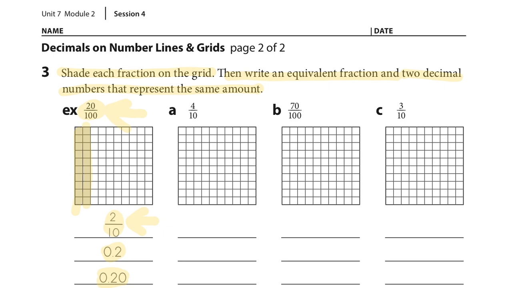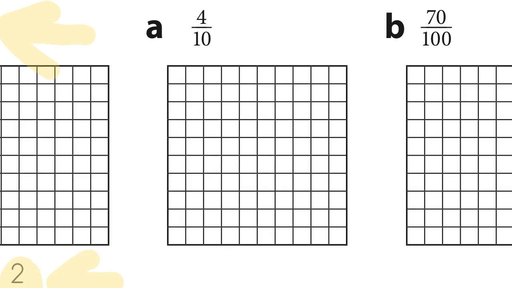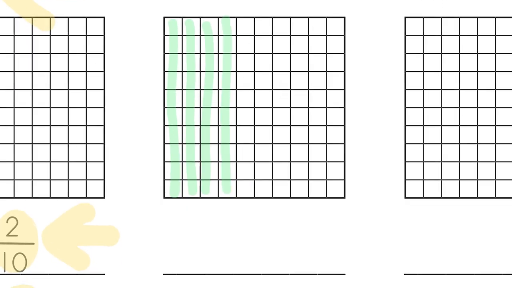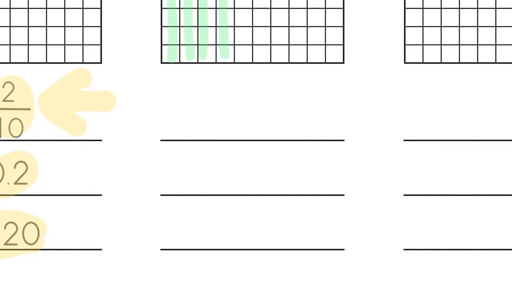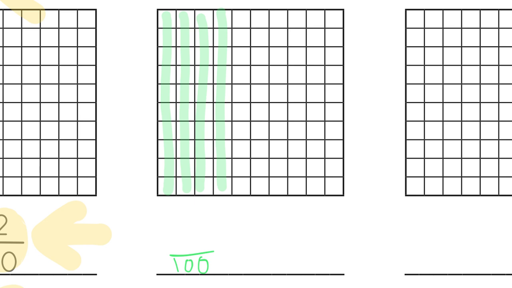Okay, so I'm going to do one of them with you, and I'm going to allow you to do the other 2. So let's get going. 4 tenths. Do not forget that one column is a tenth. So that's 1 tenth, 2 tenths, 3 tenths, 4 tenths. If we wanted to write this as another fraction, what would we write? Well, the only other thing we can do if we've already done tenths is hundredths, right? So how many of the 100 squares did we just highlight? Well, it looks like we did 10, 20, 30, 40 squares. So we would write 40 hundredths.